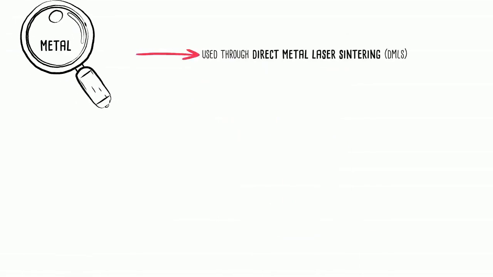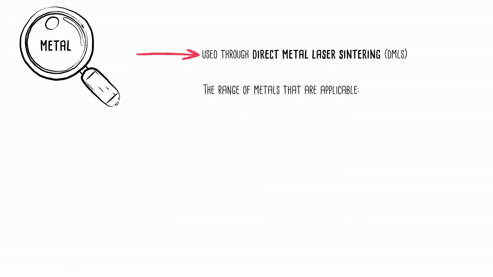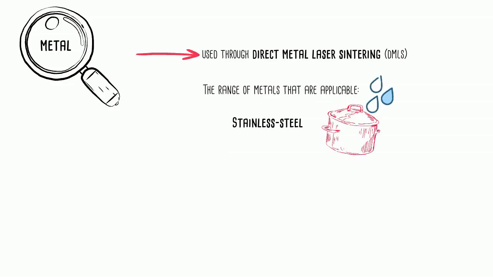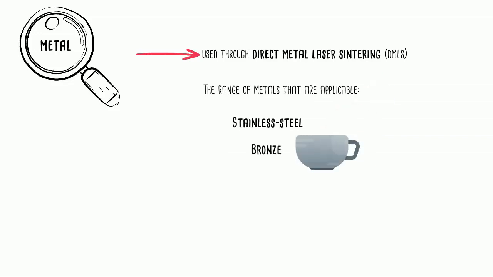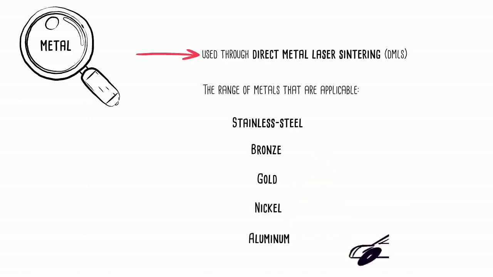Metal. Second most popular material. Used through direct metal laser sintering. Metals used in the DMLS technique: Stainless steel. Ideal for printing items that could come into contact with water. Bronze. Used for vases and other fixtures. Gold. Used for printed jewelry. Nickel, suitable for the printing of coins, and aluminum, ideal for thin metal objects.